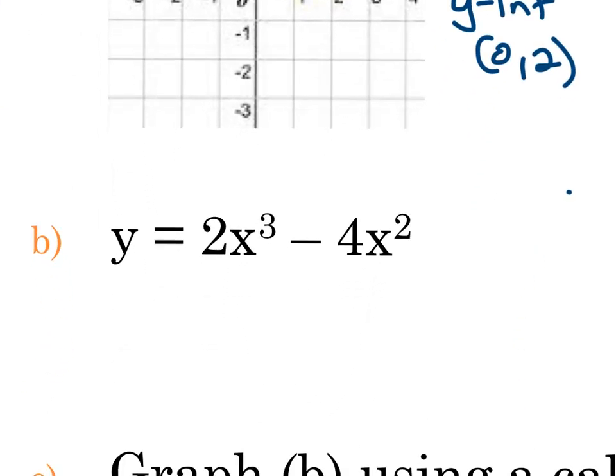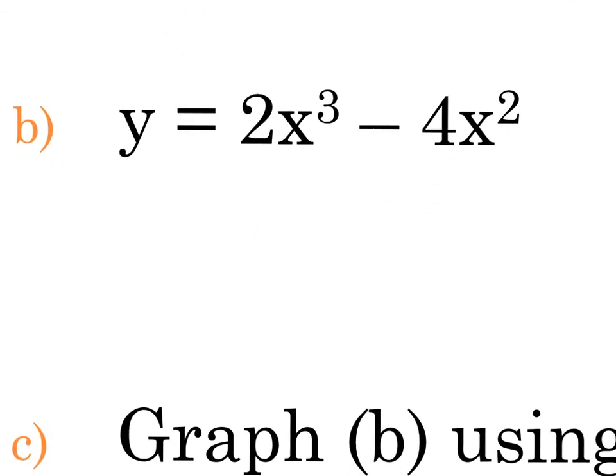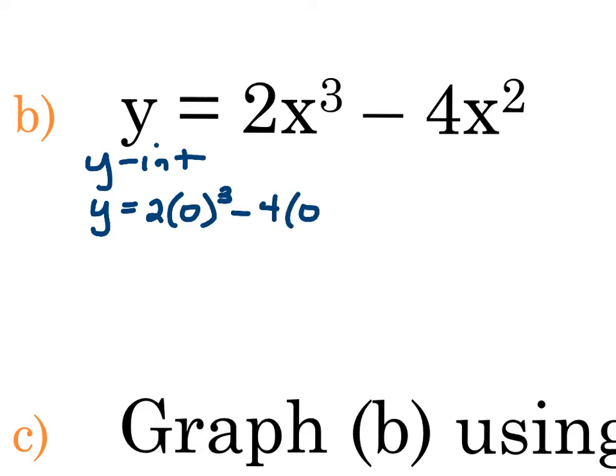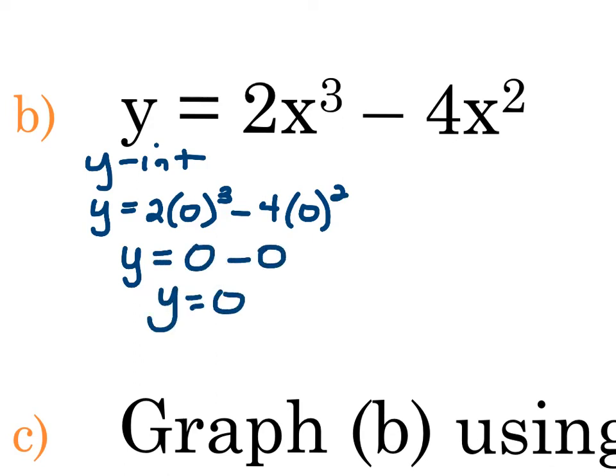Second one is based on the equation, so we go through our process, right? If I wanted to find, let's do y-intercept first because that's usually easier. So I'm going to plug in 0 for x. y equals 2 times 0 to the third minus 4 times 0 to the second. This is 0 minus 0. This is 0. So my y-intercept is (0, 0).